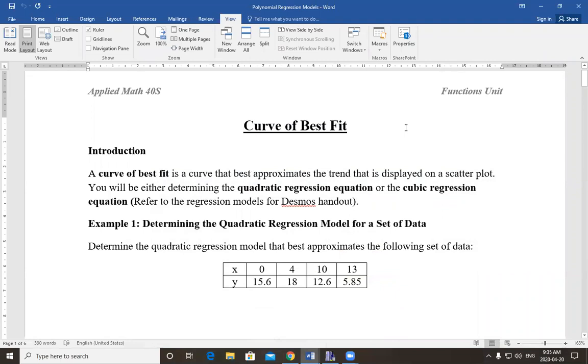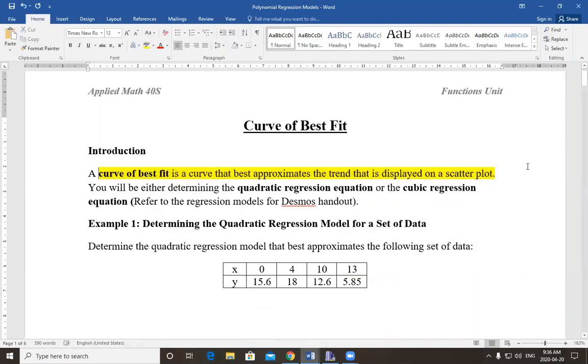Okay, so when we're doing our scatter plot in Desmos, we'll be looking to do a curve of best fit, and that's what Desmos is going to do when we actually type in the regression equation. So a curve of best fit is a curve that approximates the trend that is displayed on a scatter plot. Remember that a scatter plot is a graph that just has points that are plotted on it. For polynomials, we're either going to be doing a quadratic regression or a cubic regression in this unit. And again, refer to the regression models for Desmos handout that was provided.